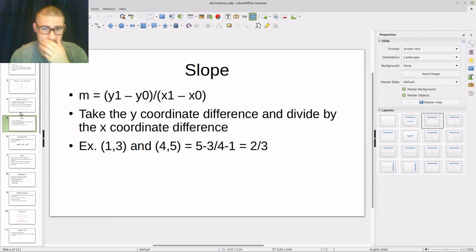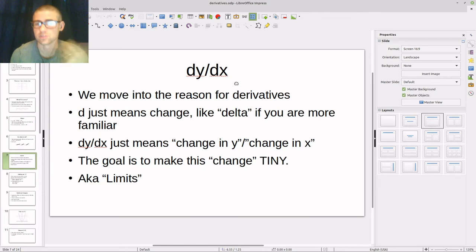Well, what's fantastic about that is, let's go back. Well, this is change in y over change in x. So it's actually saying the same thing. It looks more complex. It's a little more confusing if you're not familiar with it, but it's the exact same thing. But the goal is to make this dx value tiny, and we're going to get into that.